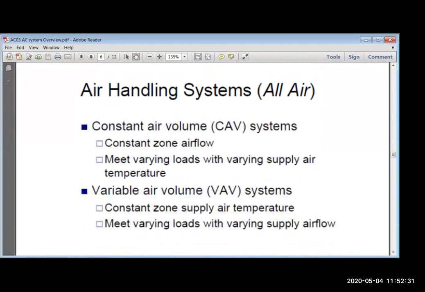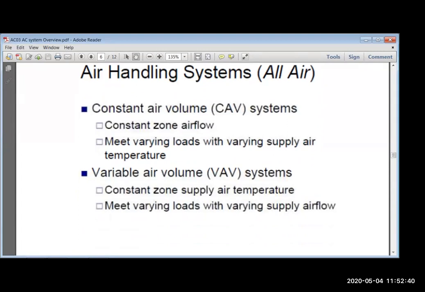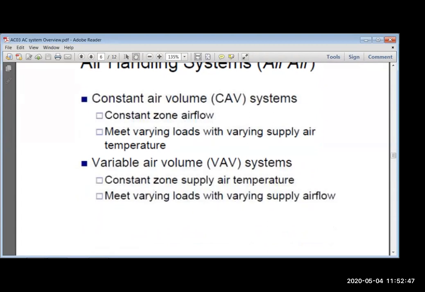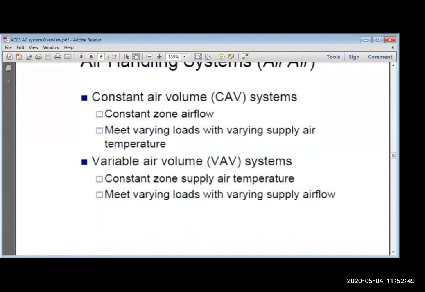Now the air handling system has two types: constant air volume system, CAV system, and variable air volume system, VAV system. In a previous lecture I have already mentioned it, and you will learn the detail in later chapters, chapter 6, when duct system design, air conditioning system design, and psychrometry will be covered.